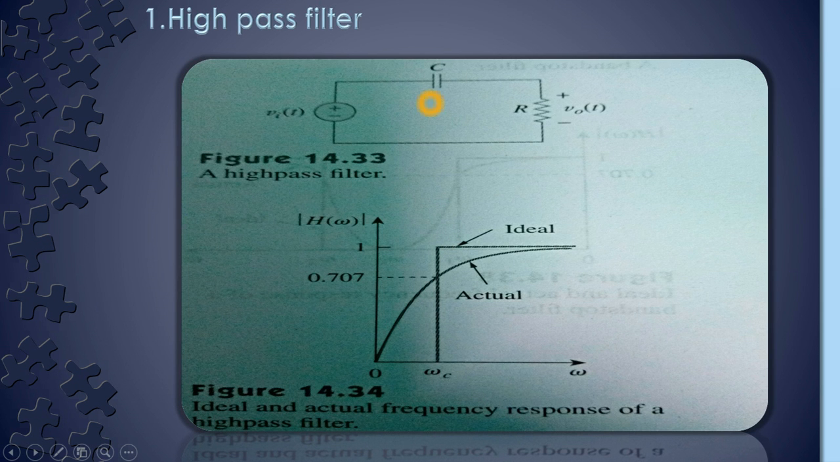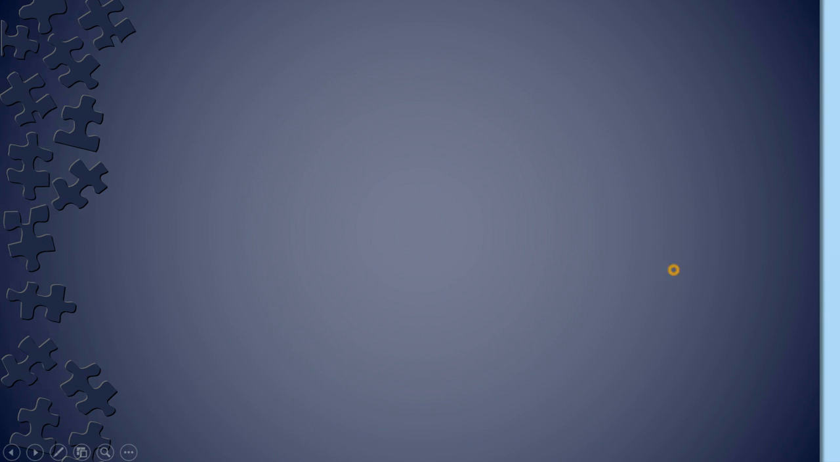Now second, the high pass filter. If you collect the output vice versa, from the resistance, then it is a high pass filter, and you can see from the graph it passes the high range. This is ideal, this is actual. It does not pass the low range, so it is the vice versa.